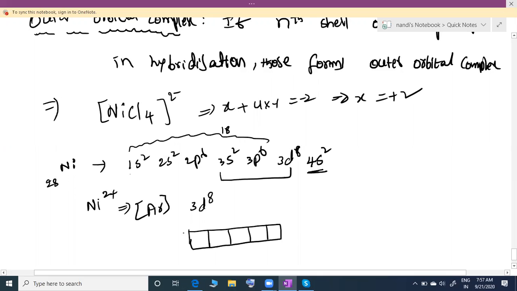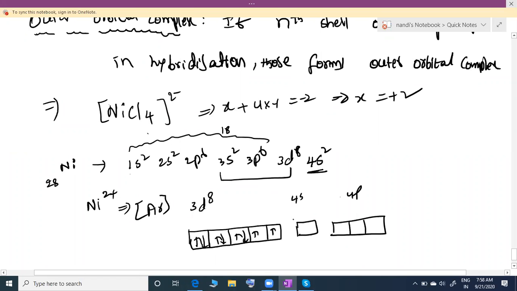I hope you know how to fill electrons. In each box you have to fill one electron first, and after that pair up, according to Hund's rule. Now 3d is over, then 4s and 4p. How many ligands are there here? 4 ligands. So we need 4 empty boxes, this 4s and 4p.